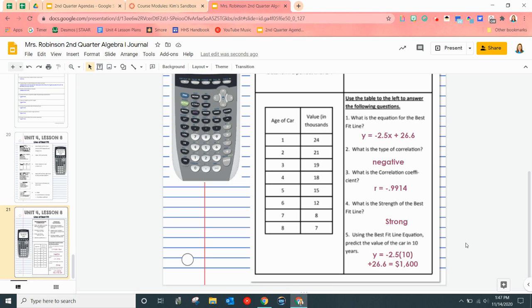So this is what we're doing. This is what we need to practice. We need to practice doing the stat edit like we have been with our table, getting our equation of our line. That's best for this one. We're going to have to round some decimals. And then I want you to be able to look and say, okay, is it positive, negative correlation? How strong is it? Is it weak, strong? And then we're going to use that equation that we found to predict a value. So that's it for your notes.